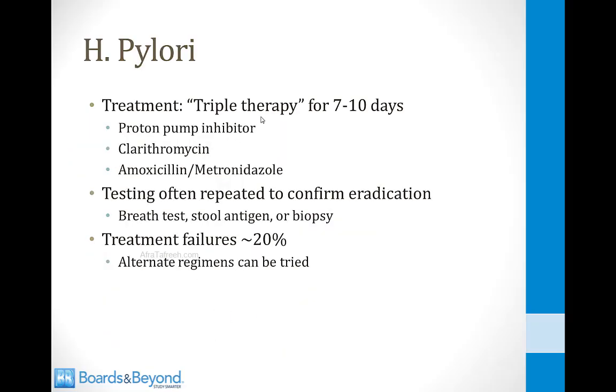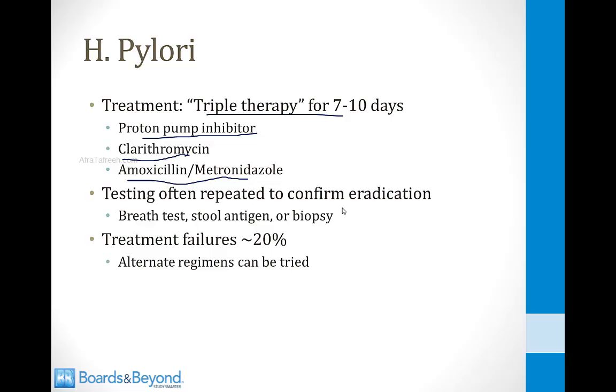The treatment for H. pylori is something called the triple therapy for about a week to 10 days. It's therapy with a proton pump inhibitor plus the antibiotic clarithromycin plus another antibiotic, either amoxicillin or metronidazole, and this has been shown to be the most effective to eradicate the bacteria and then let the ulcers heal.